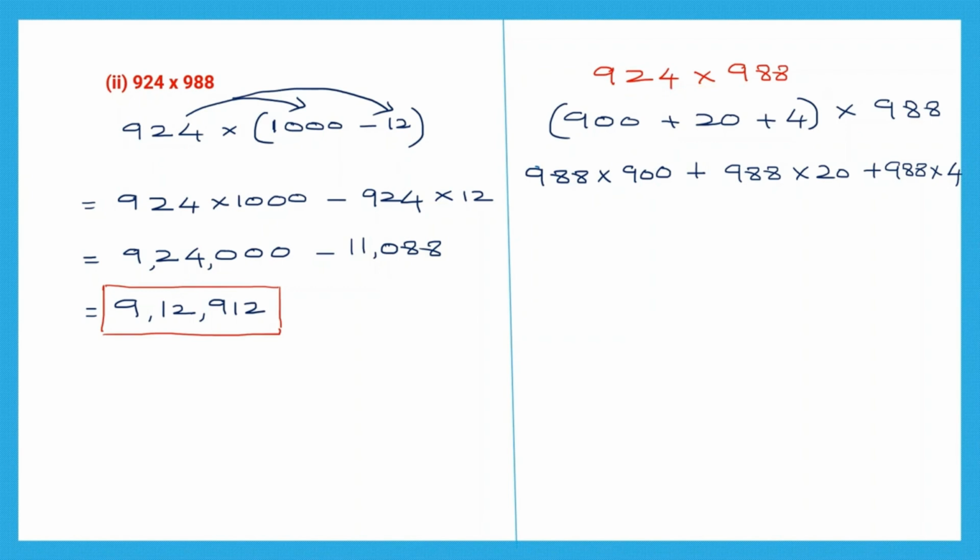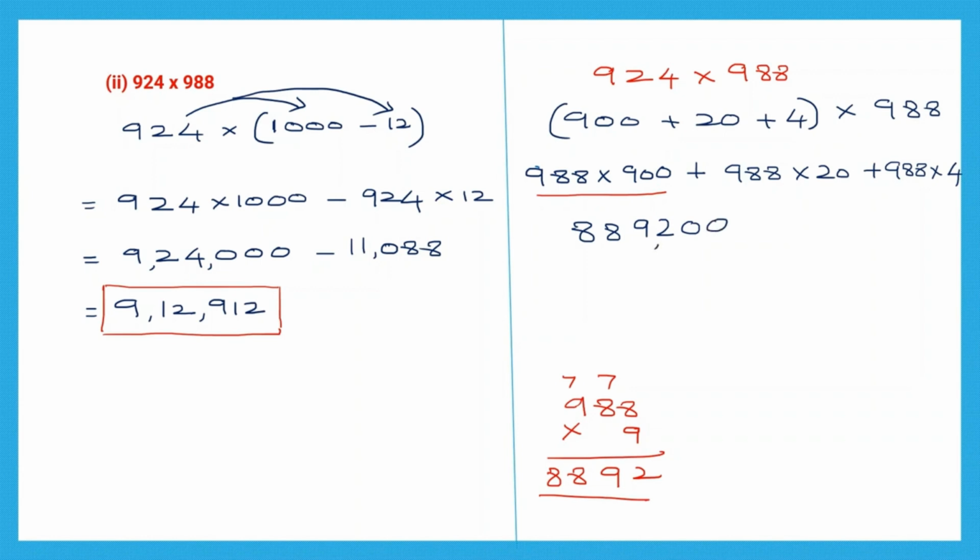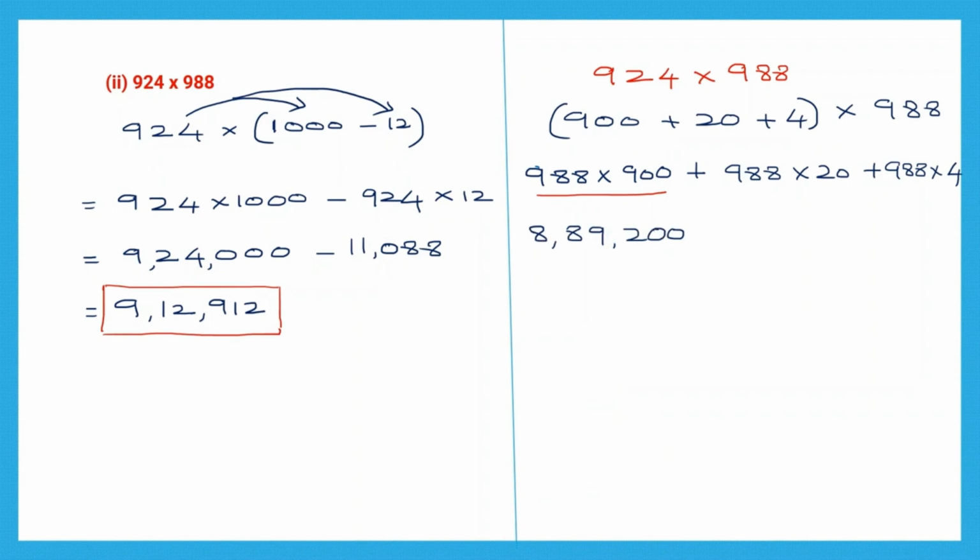Now let's do the multiplication. So first let's multiply 988 into 900. Because it's ending in zeros, we can simply write 988 into 9. 9 8s are 72, carry 7. 9 8s are 72 plus 7, 79, carry 7. 9 9s are 81 plus 7 is 88. So we've got 8,892. But now we need to add the two zeros. So what do we have here? 8,89,200.